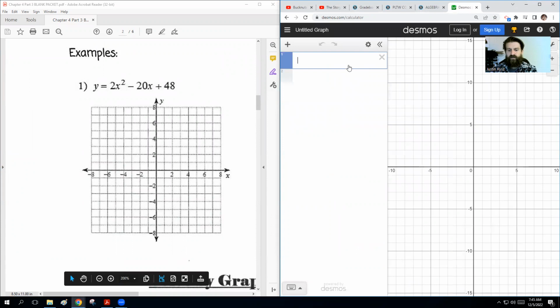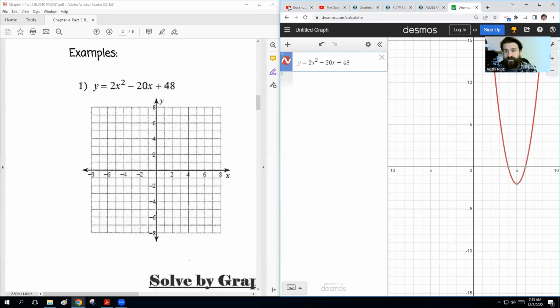So, Desmos graphing calculator. Here we're going to type in the equation. We've got y equals 2x squared minus 20x plus 48. I'm going to pause this. All right, sorry about that.